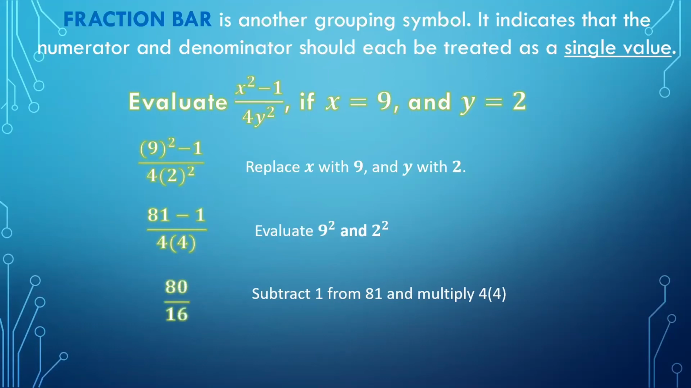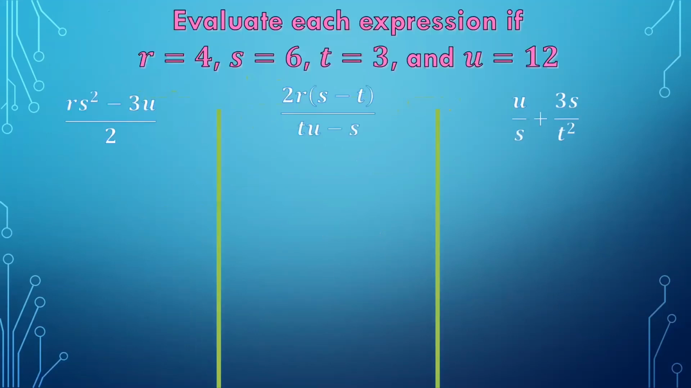I get 80 over 16. Now I can do my division to get 5. I can't do anything until they're one number over the other. Does that make sense? Okay, order of operations still applies. So let's try these. Pause the video now and try these on your own.